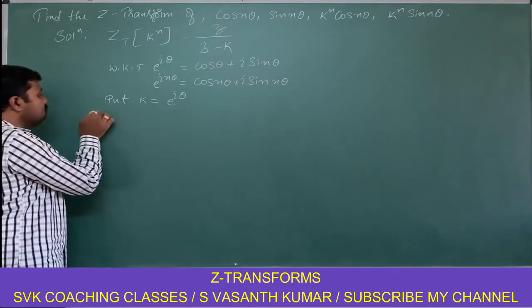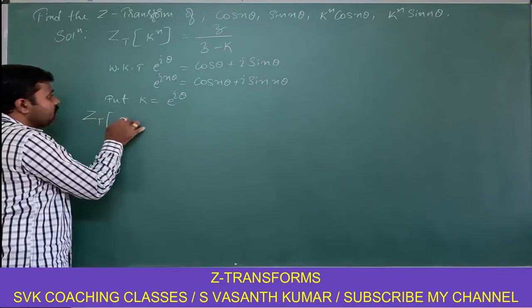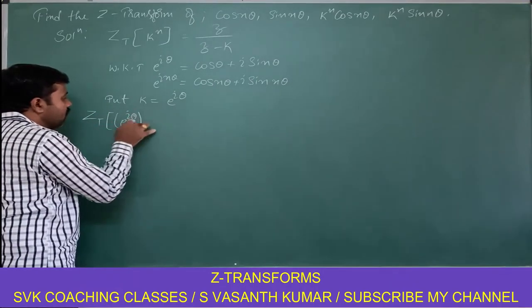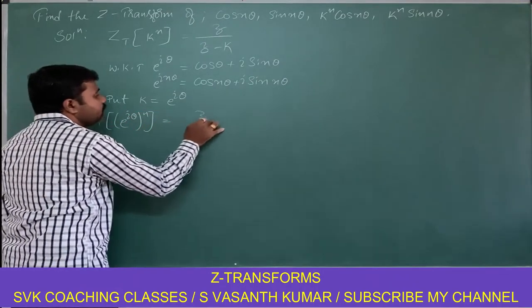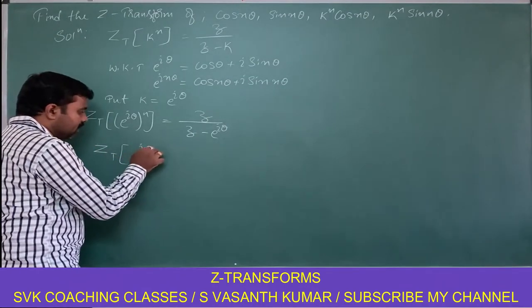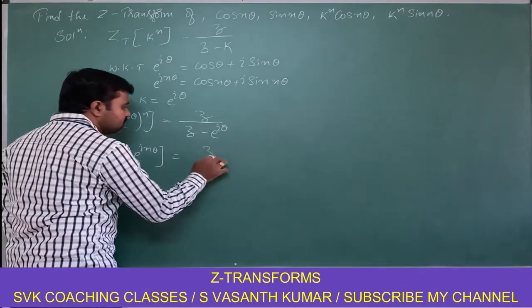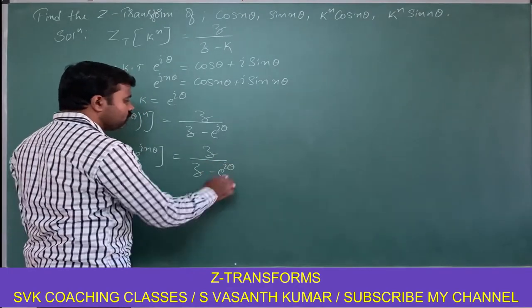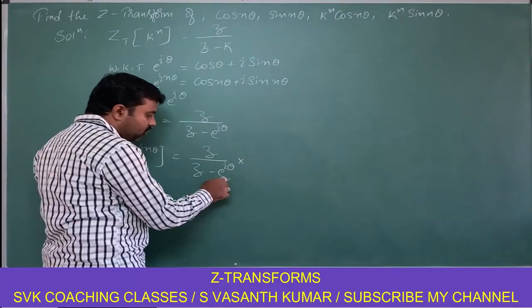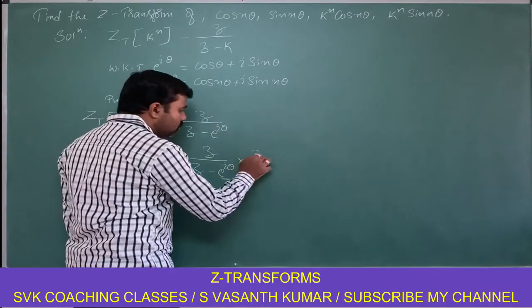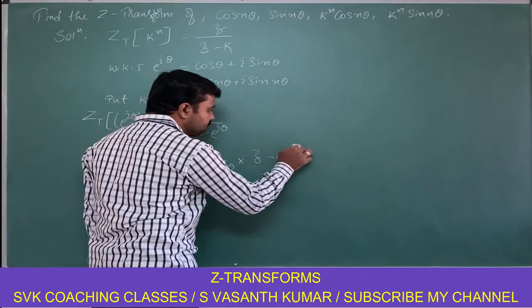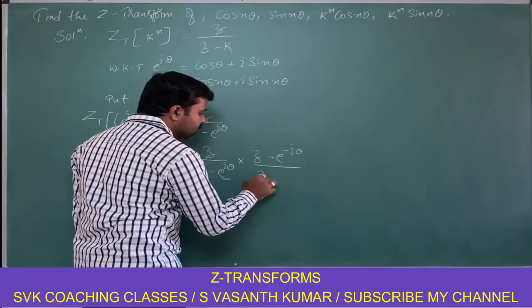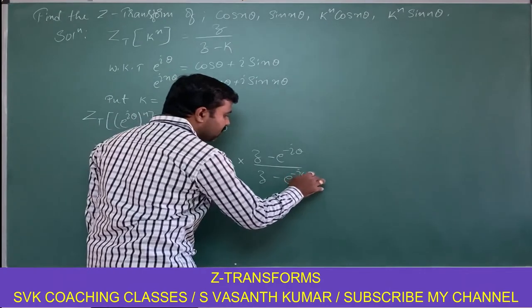So I will get the Z transform of e power i theta whole power n as z by z minus e power i theta. That is, the Z transform of e power i n theta is equal to z by z minus e power i theta. So multiply and divide by the conjugate of e power i theta: z minus e power minus i theta divided by z minus e power minus i theta.